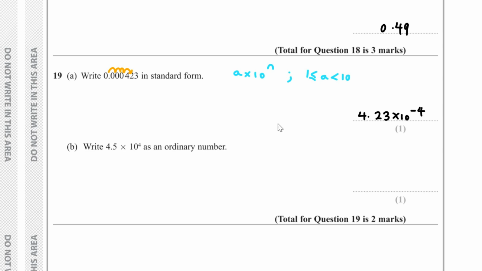And now for part B, we have to write 4.5 times 10 to the 4 as an ordinary number. So here we've got 4.5, and we will move this decimal place 1, 2, 3, 4 places to the right, and we fill the rest of these with a 0. So here we've got 45000. So this is the answer as an ordinary number.